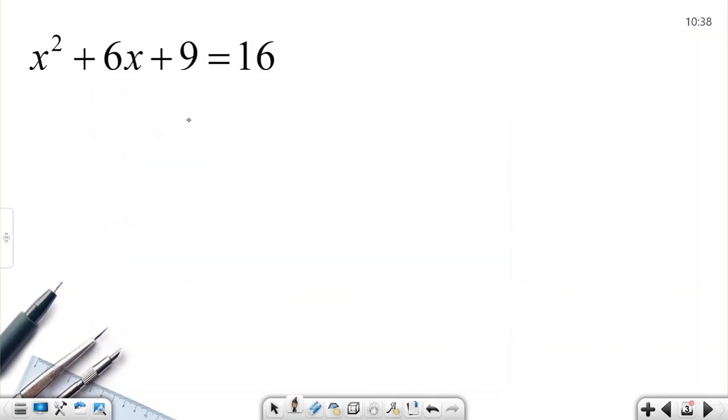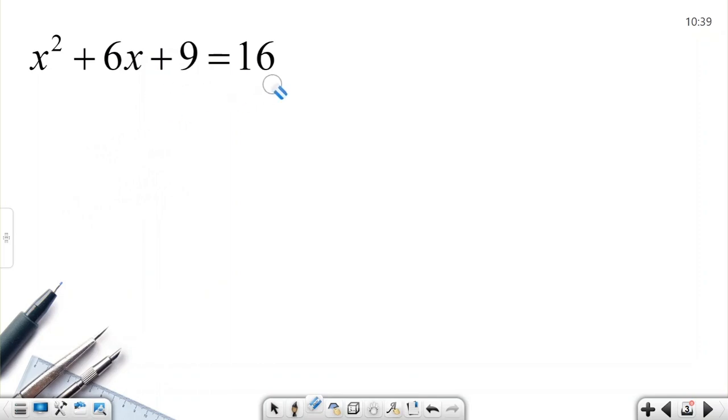Let's see another question. As you see, there is x squared plus 6x. If you write here minus 9, minus 9, then x squared plus 6x equals 7. Here, be careful. You cannot factorize. Even if you factorize by x, x plus 6 equals 7. The other side is not 0, so you cannot use the zero product property here. Therefore, you cannot find the value of x by factorization.